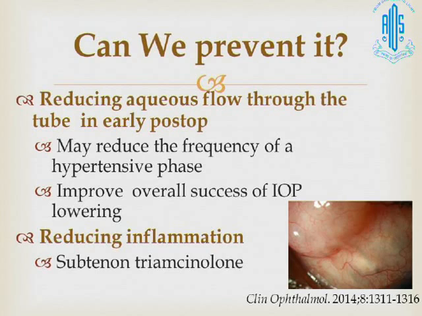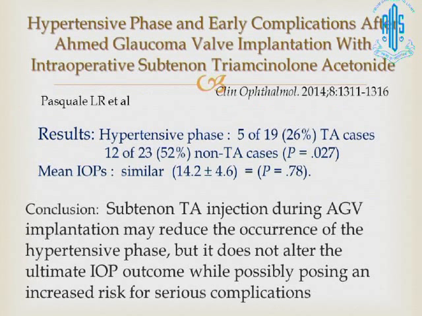The question here is, can we prevent this hypertensive phase? Yes, we may reduce the frequency by reducing the aqueous flow through the tube in early postoperative period. And secondly, you can reduce the inflammation. One of the treatments suggested is subtenon triamcinolone along with the surgery. This is the study which has been done by Pascal et al. And it has shown that subtenon triamcinolone injection during AGV implantation may reduce the occurrence of hypertensive phase.